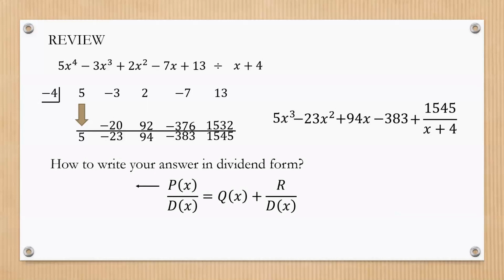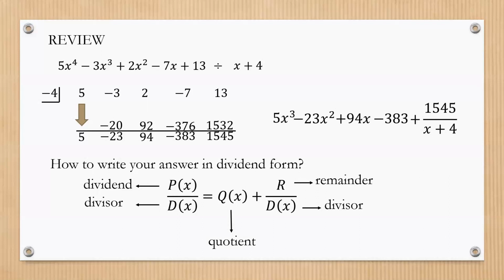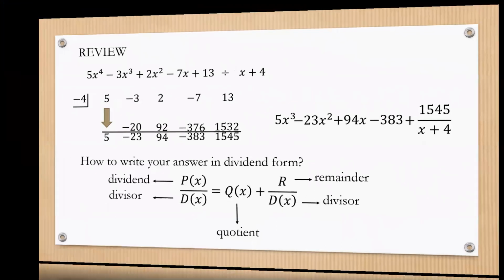So yung p of x natin, this is your dividend. D of x is your divisor. Notice the divisor is being spread by the both equation. So q of x natin is the quotient and r is our remainder. So paano natin gagawin yung dividend? How to write this dividend?